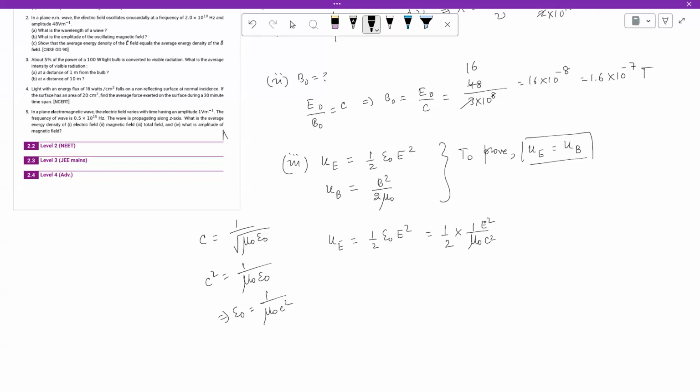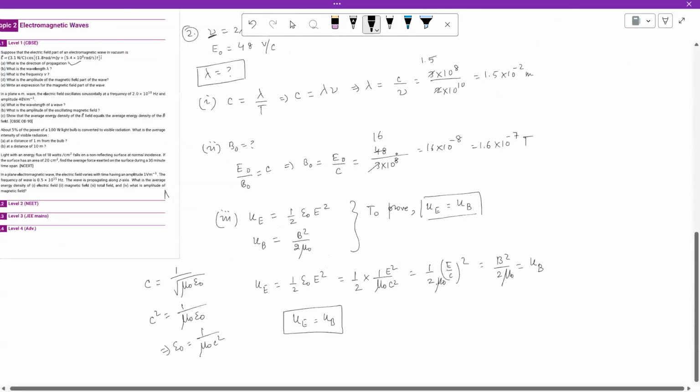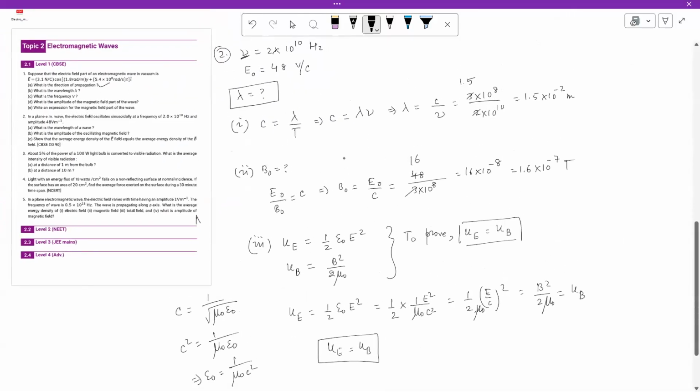So what is E by c square? We can write it as E by c the whole square over mu naught. What is E by c? E by c is B. So this is B square by 2 mu naught. And this thing is what? This is your energy density of the magnetic field. So they are equal in an electromagnetic wave, right? Now please note this thing down. Do you have any doubt in this one? No, sir. Okay, then please note it down.